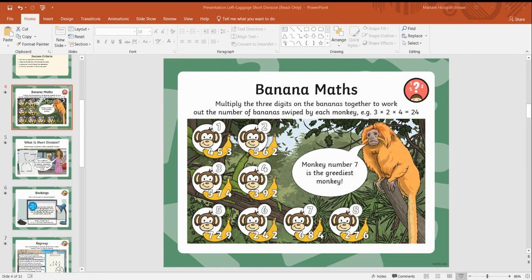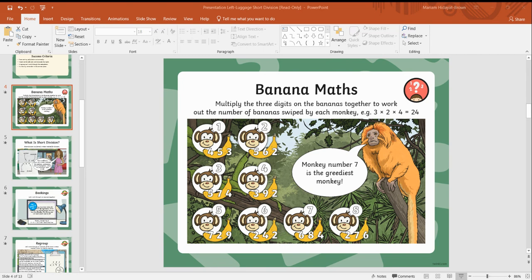693 bookings have been taken for 3 Twinkle Travel coaches. If the bookings are shared equally between the 3 coaches, how many jobs will each coach need to do? So I've got 3 coaches and my total number is 693. I'm going to put my 3 there and my 693 inside my bus stop.